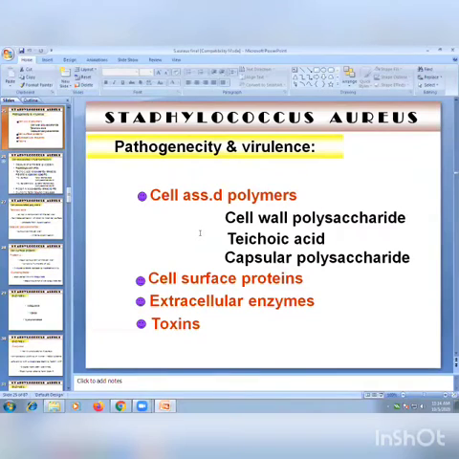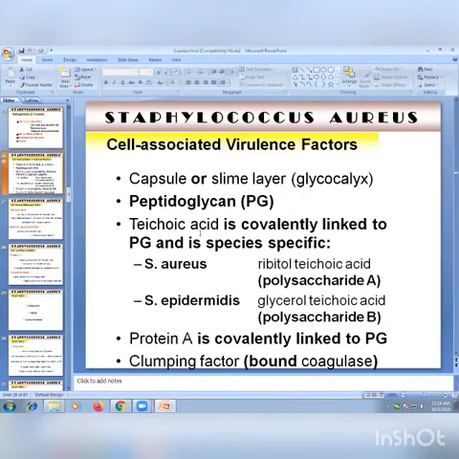Virulence factors: what are the different virulence factors? Cell associated polymers, cell wall polysaccharide, then teichoic acid and capsular polysaccharide. Then cell surface proteins, extracellular enzymes and toxins. All these are virulence factors. They increase the pathogenicity and the virulence of this bacteria.